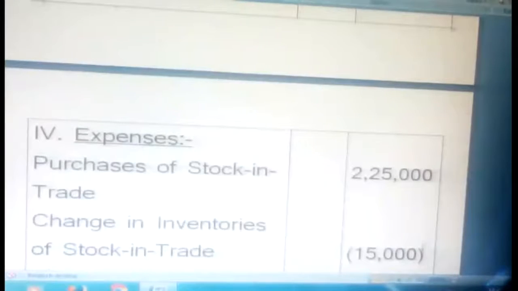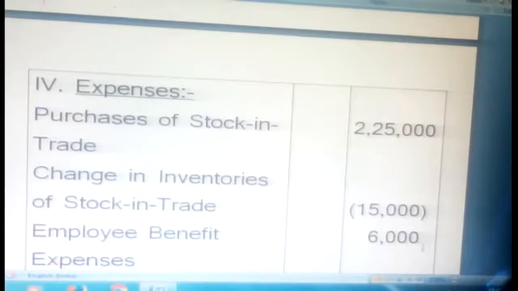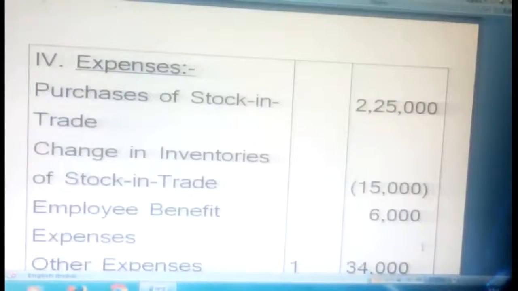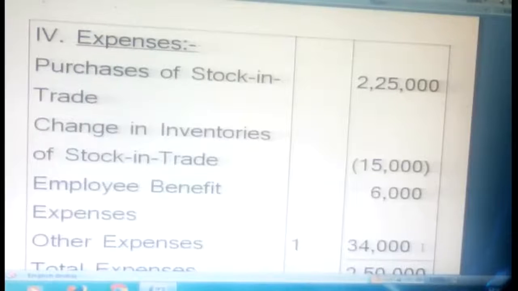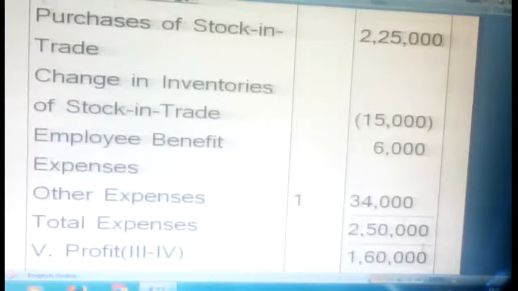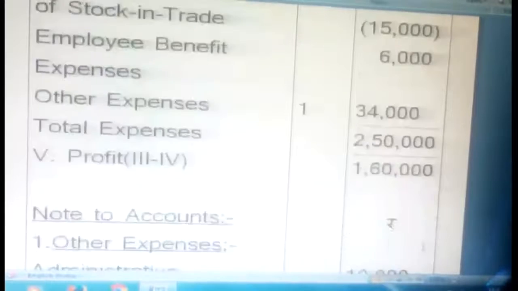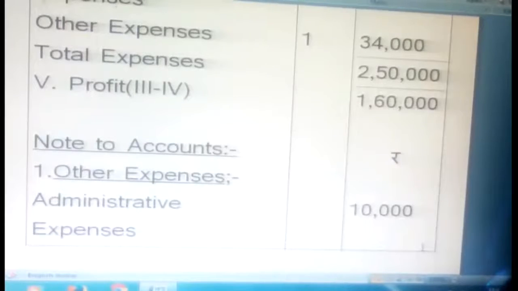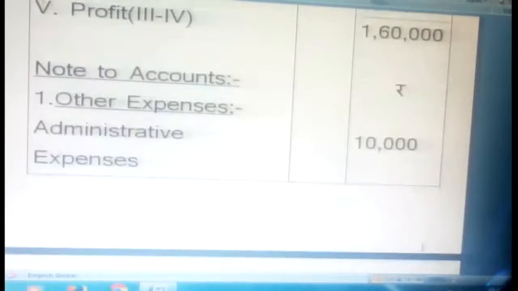Then moving to expenses, purchase of stock in trade 2,25,000. The changes in inventories of stock in trade are given in brackets, difference 15,000. Okay. Employee benefit expenses 6,000. Other expenses 34,000, which they have given in the notes on accounts. Other expenses, administrative expenses 10,000.